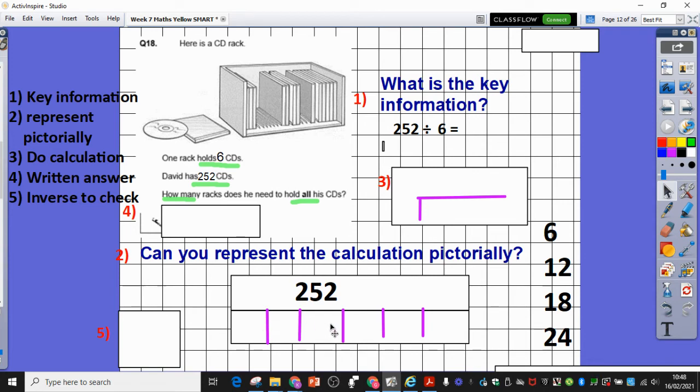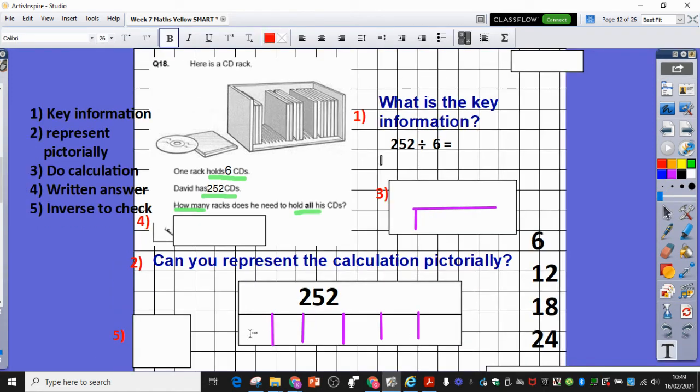So I've got 1, 2, 3, 4, 5, 6. Do I know what these are yet? No, I don't, because I haven't done the calculation. So I'm just going to put a question mark in each one of these.